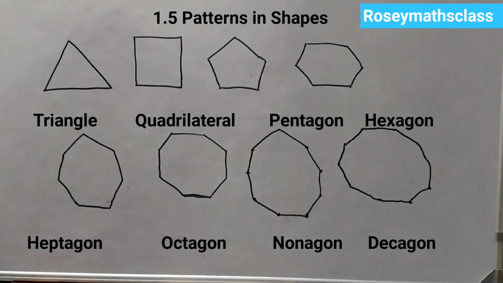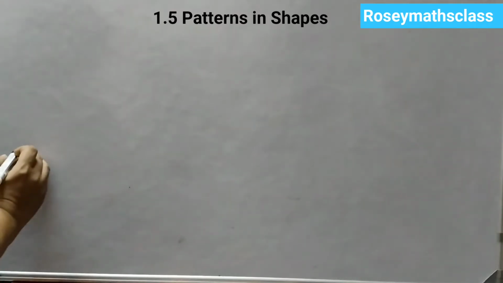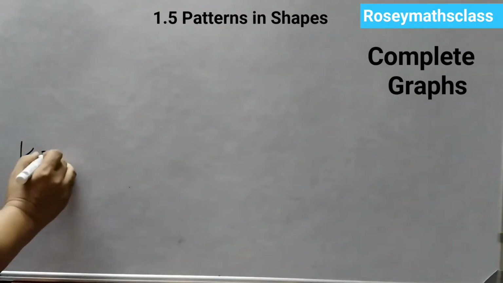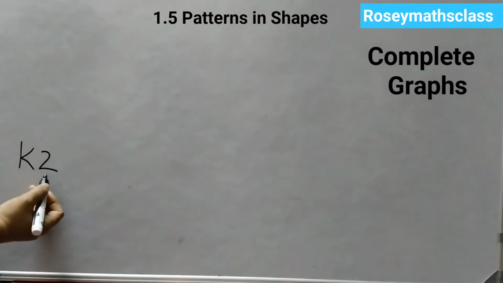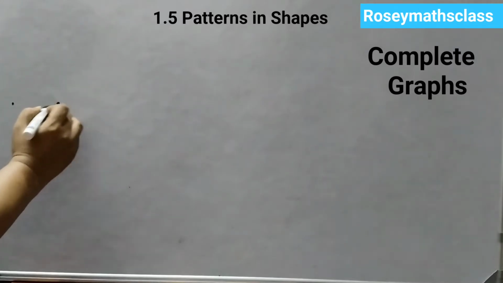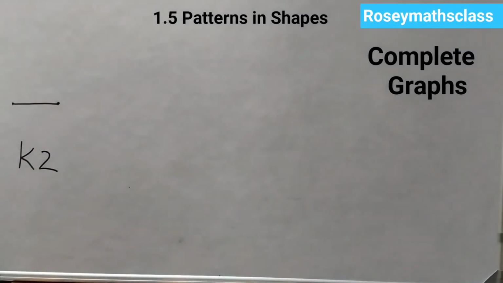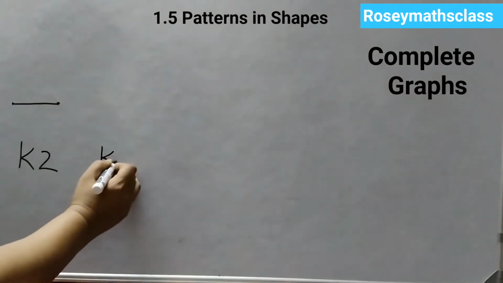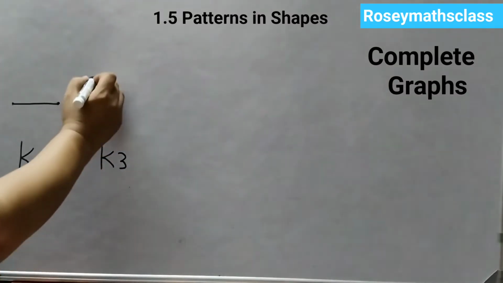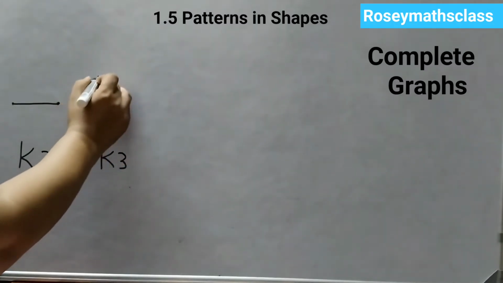Next we have complete graphs. The first complete graph given is K2. Now 2 means 2 dots here. The number here shows how many dots are there. So we'll take 1, 2. 2 dots and join it using a line segment. K3. 3 dots. 1, 2, 3. Join the dots.